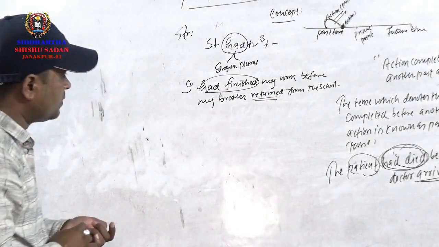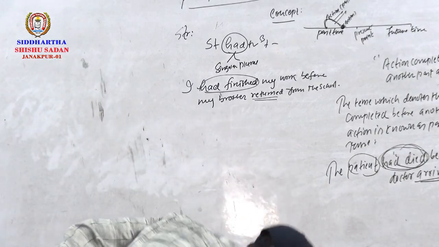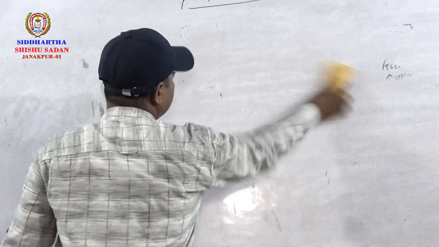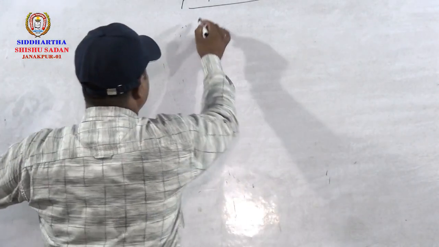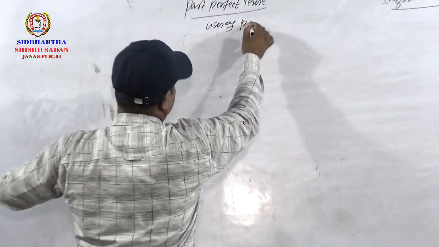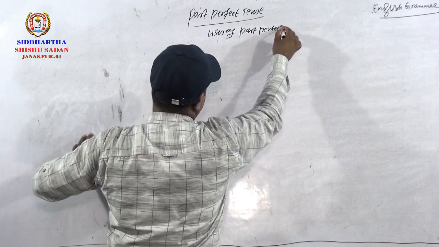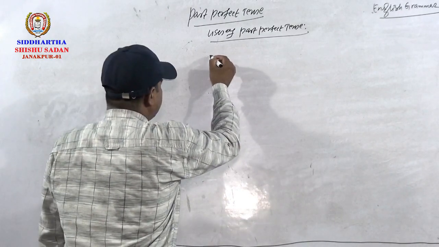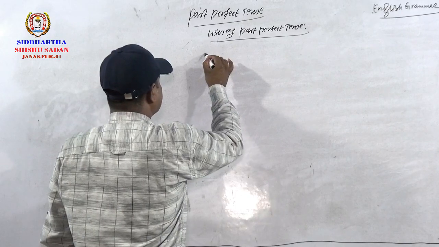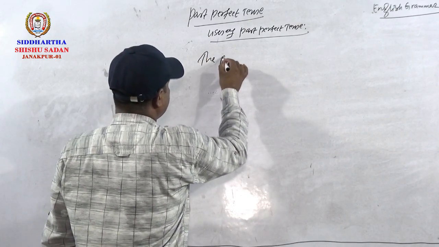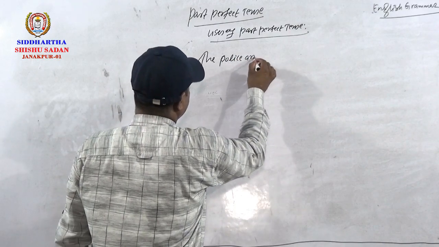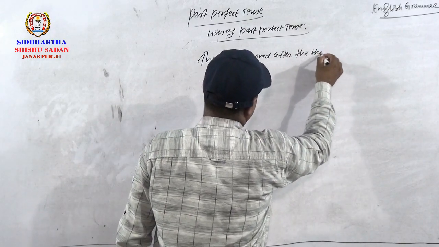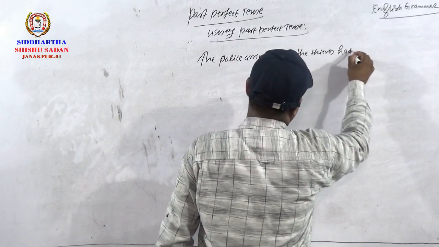Okay. Now let's come to its usage. Uses of past perfect tense. See here. Let's see the examples here. The police arrived after the thieves had fled away.